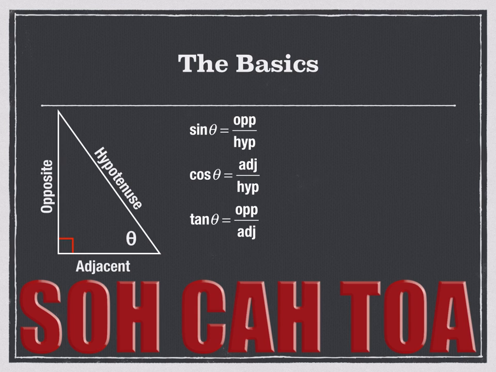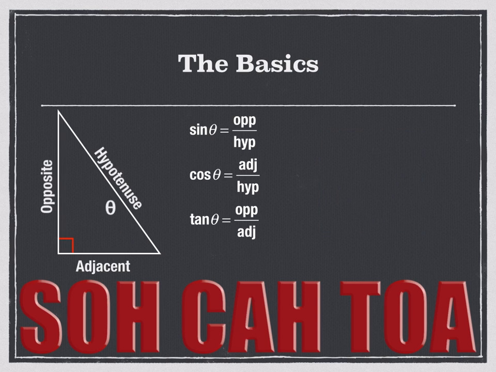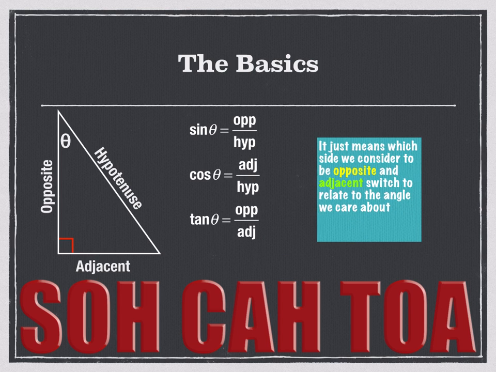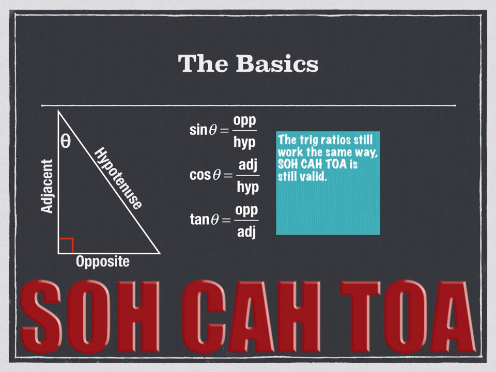Now, once we set this up, somebody usually says, well, hang on, there's another angle there, and you don't have that angle labeled, so what happens if I actually care about that other angle? What if that's the one that I'm worried about? Well, okay, let's worry about that one. Then the sides that I refer to as opposite and adjacent have to switch. And once that happens, SOHCAHTOA holds true. Nothing has changed. It works exactly the same way.